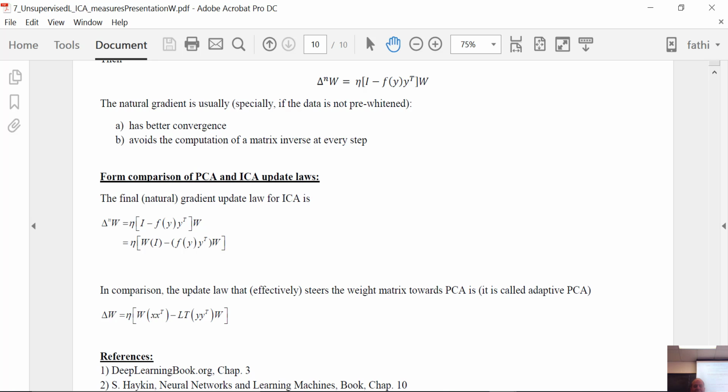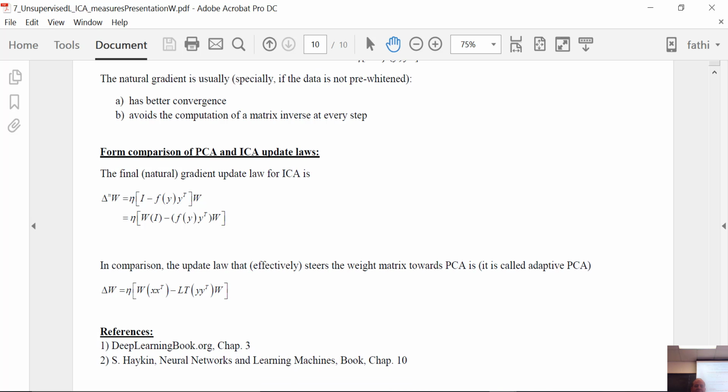So if you want some of the computation details, you can obviously look at chapter 3 in the book that we have for the class. Here's the other reference that I also have in the syllabus, which is a textbook by Haykin called Neural Networks and Learning Machines. And it's in the syllabus. And you look at chapter 10 about adaptive ICA. And that's what it covers. And also there's a chapter 8 for adaptive PCA.